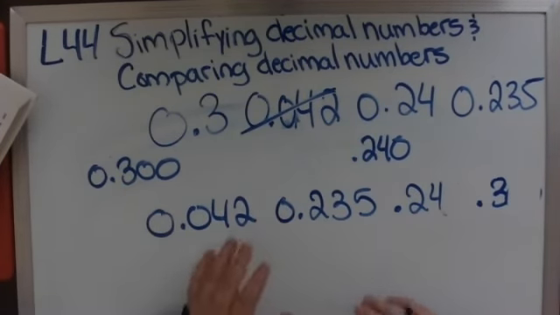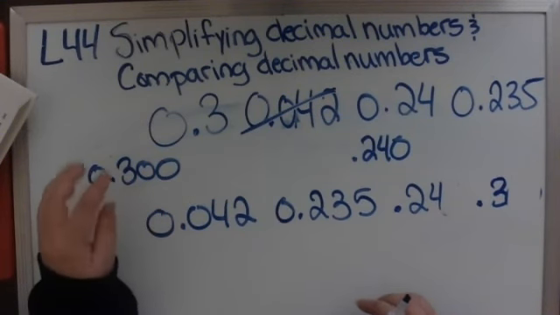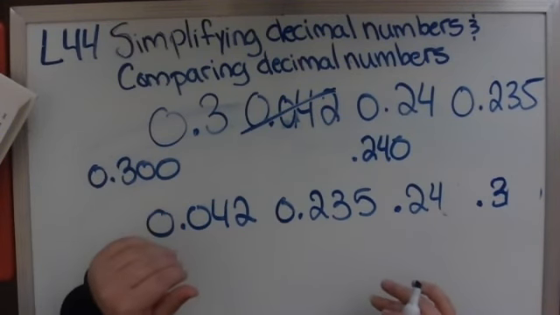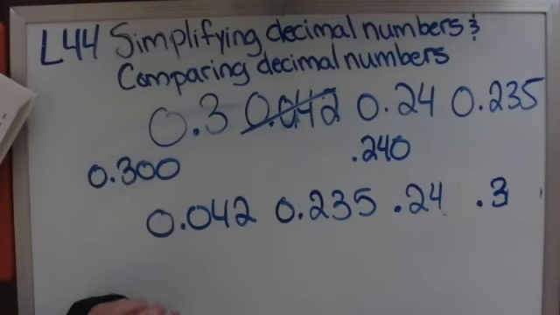Okay, by adding in those two decimal places to make sure everything has the same amount of decimal places, it visually makes it a little bit easier to see which ones are bigger and which ones are smaller. Okay, that is lesson 44 for course 1, simplifying decimals and numbers and comparing decimal numbers.